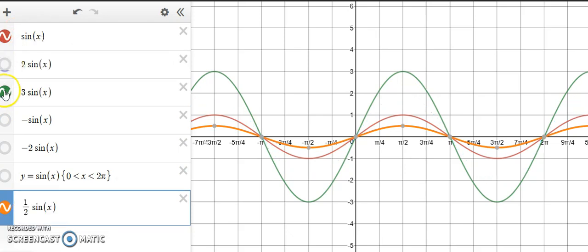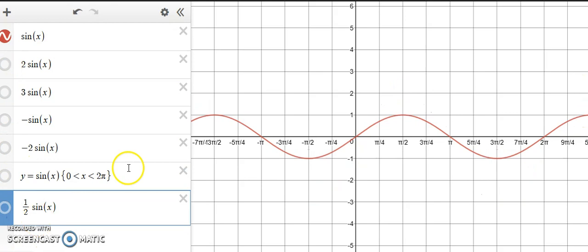Okay, so let's turn those off. Go back to the regular sine graph. So there's our regular sine graph. Now what happens if we put a negative out front? Remember, a negative out front is going to flip it around the y-axis. So you should be able to see that the purple is the same picture, but it's the mirror image around the y-axis.